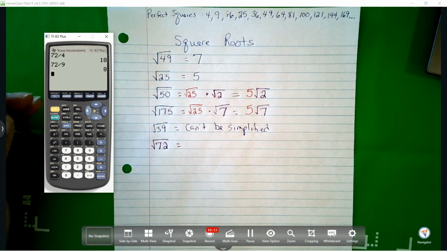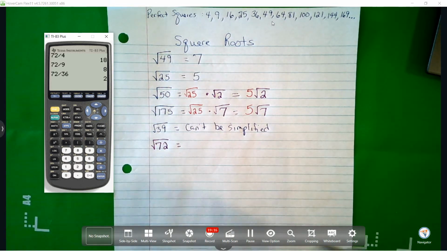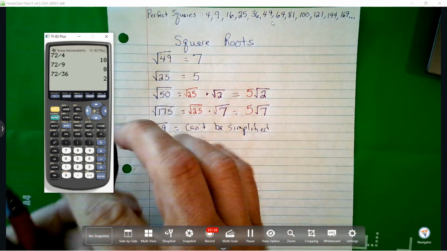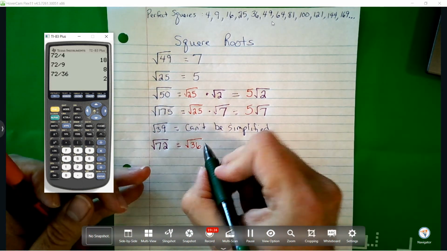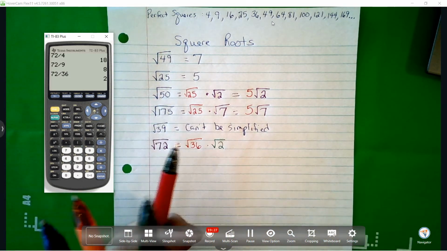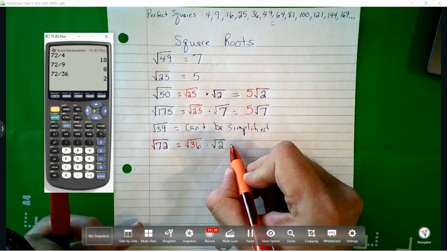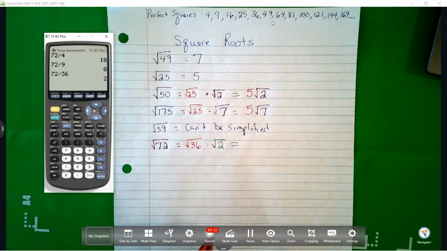Look at that. 9 times 8 is 72. So you might think, oh, well, wait, we can use that. You want the biggest. Okay? Is there a bigger number that divides evenly into 72? A bigger perfect square? 36. Have y'all figured out 36? What's 72 divided by 36? 2. So we will rewrite 72 as 36 times 2. And then we can simplify that. Let's see, there'd be a red. What's the square root of 36?